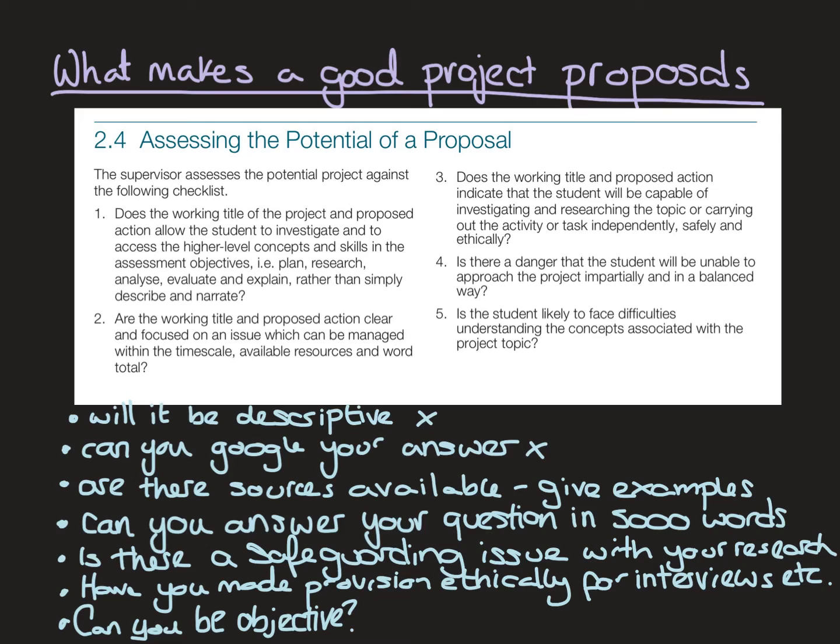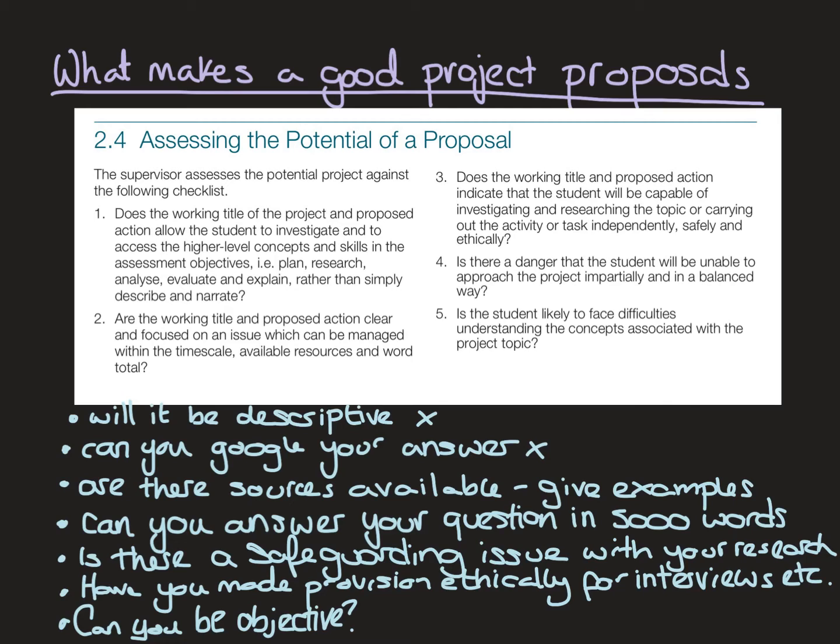And then finally, number 4 here, is there a danger that the student will be unable to approach the project impartially and in a balanced way? With this one, what we're looking at is, can you be objective about your research? It's very, very common for people to want to conduct a research project that relates to them in some way. A lot of research is very personal. What you need to check is, especially if you're looking at political viewpoints or if you're looking at experiences that might have had an impact on you, you have to be objective in your research. And if you are too closely related to the issue that you're researching, that can be very tricky.